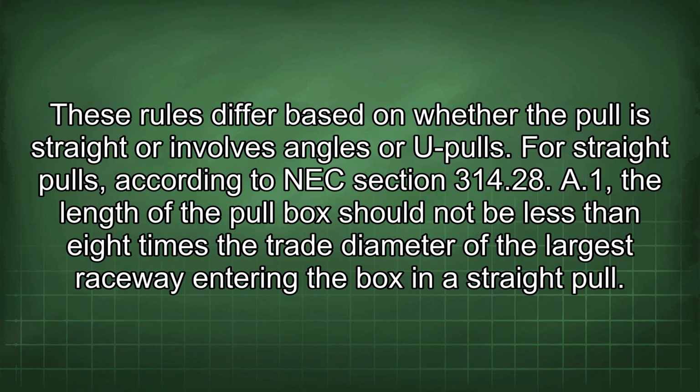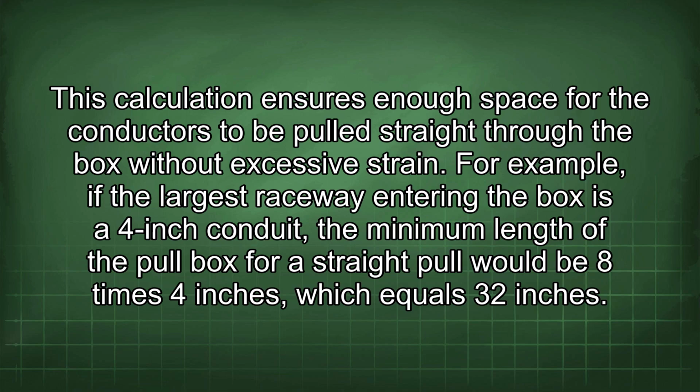For straight pulls, according to NEC section 314.28(A)(1), the length of the pull box should not be less than 8 times the trade diameter of the largest raceway entering the box in a straight pull. This calculation ensures enough space for the conductors to be pulled straight through the box without excessive strain. For example, if the largest raceway entering the box is a 4-inch conduit, the minimum length of the pull box for a straight pull would be 8 times 4 inches, which equals 32 inches.